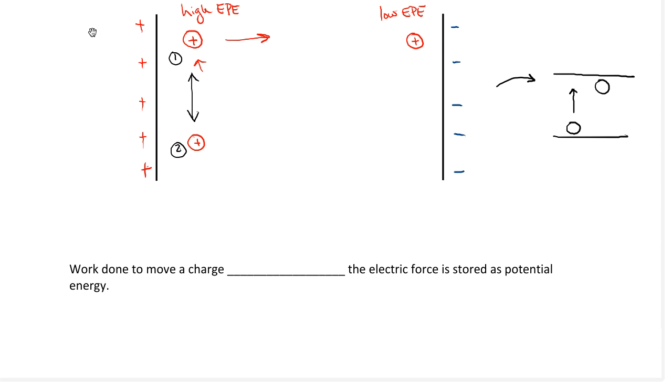So again, the work done to move a charge against the electric force is stored as potential energy in the system, in an analogous way to the way that the work done against gravity is stored as gravitational potential energy. That's an introduction to electric potential energy.